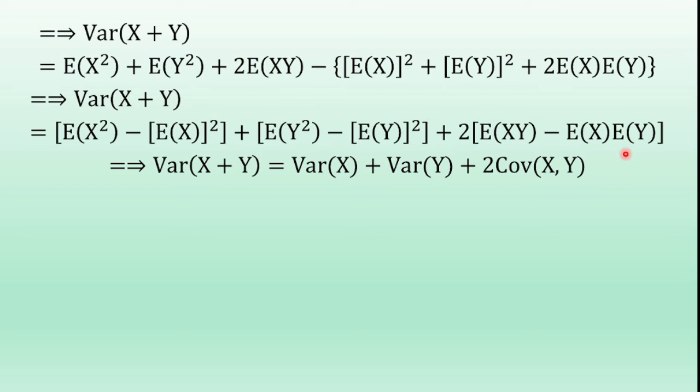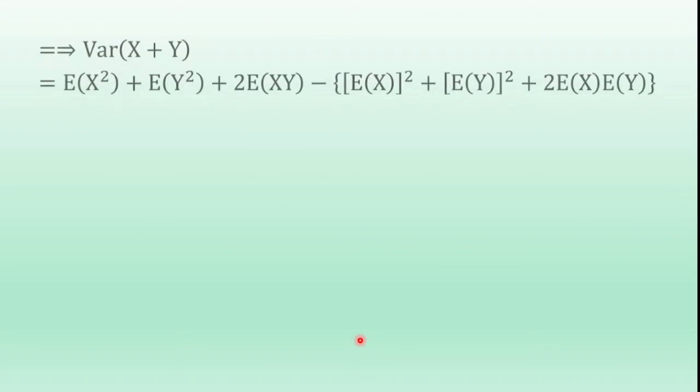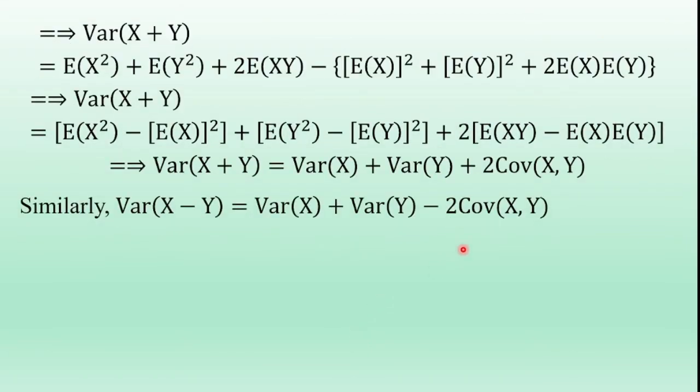Similarly, we prove the variance of X minus Y in the same process. In this equation, substitute X equal to X minus Y. In the same process, we can prove that finally we get variance of X minus Y is equal to variance of X plus variance of Y minus 2 covariance of X comma Y.